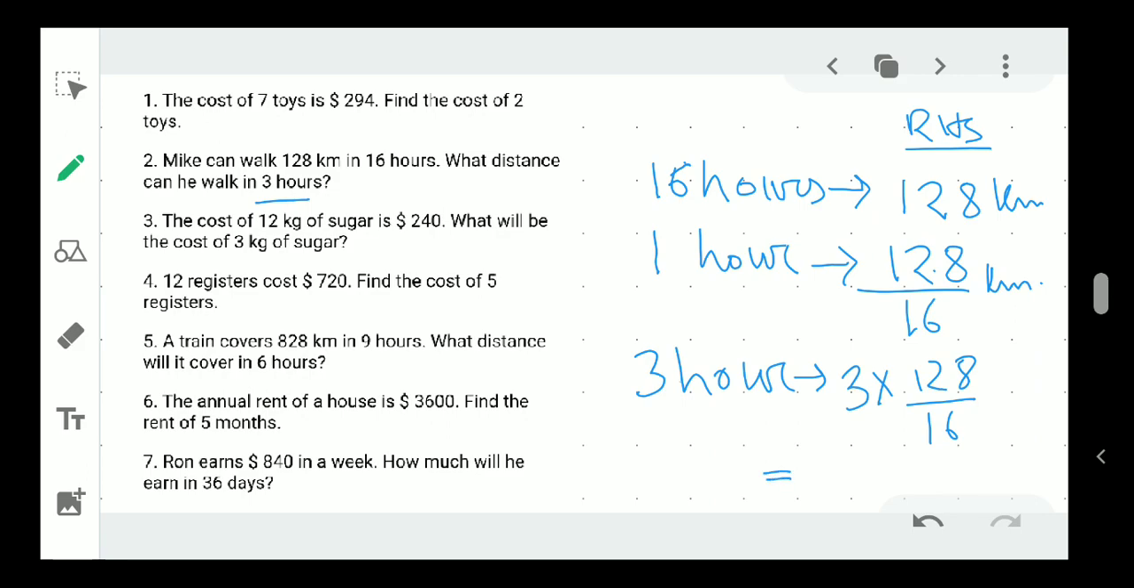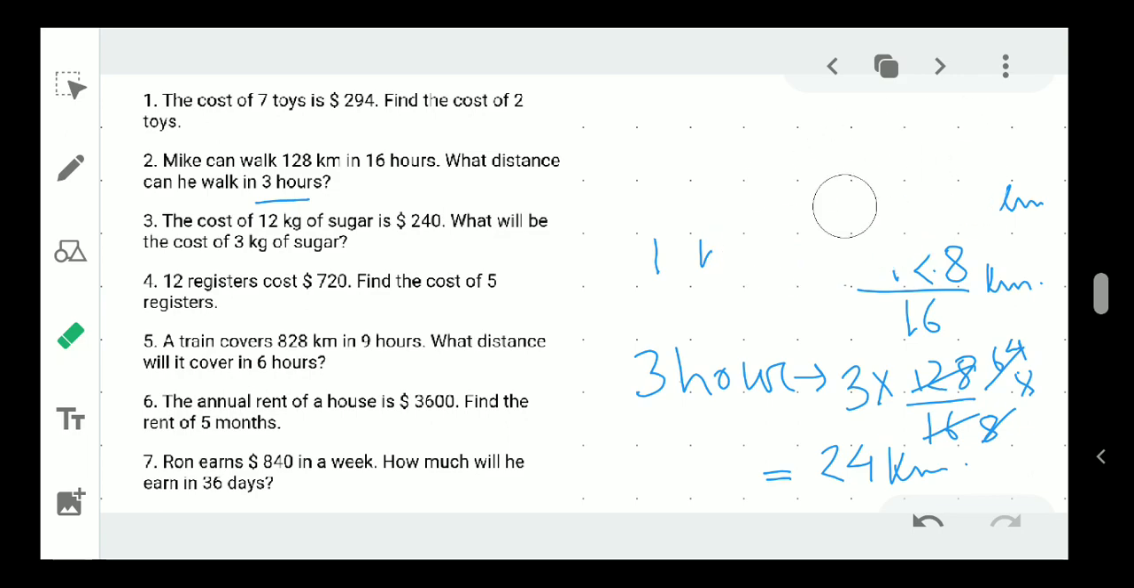So whatever is your answer, you have to first cancel it. So I think it will go 16. So let us do it slowly. So it will be 8 and it will be 64 and 8, so it is 24 kilometers. So Mike can go 24 kilometers.